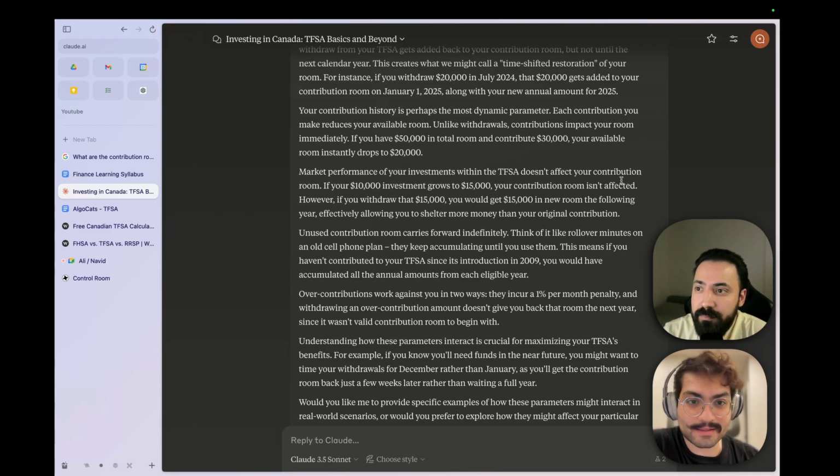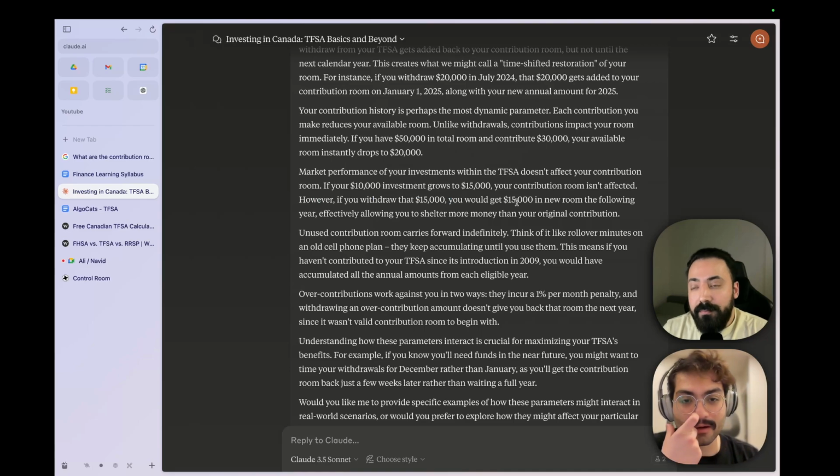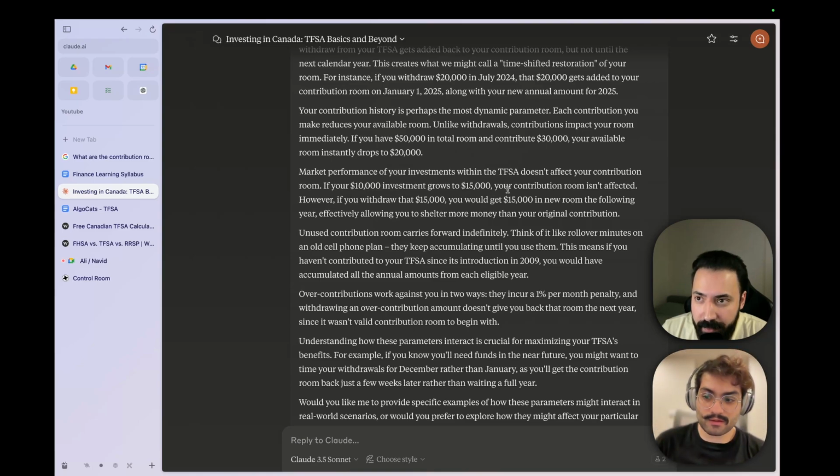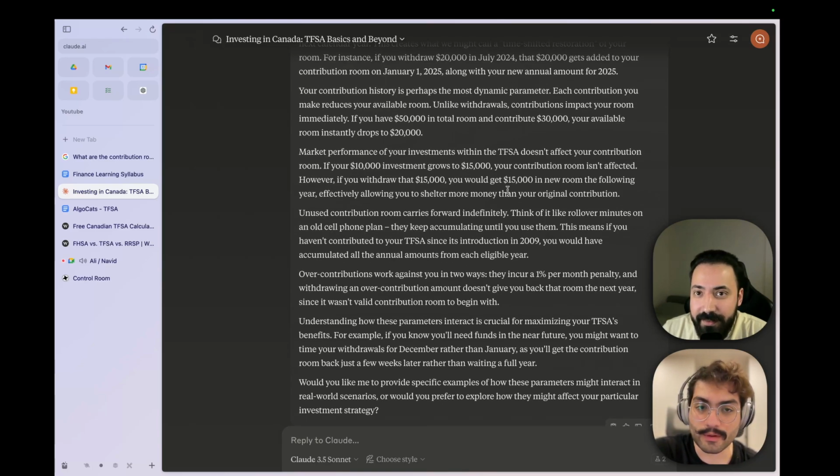Based on this, I understand that it says if your 10K grows to 15K, that growth isn't considered as your contribution room. That 5K, is it because it's still in your investment account? Does that make sense? But it's in your investment account, but it is in your TFSA. What if you sell your stocks, you keep just the money as cash in your TFSA?